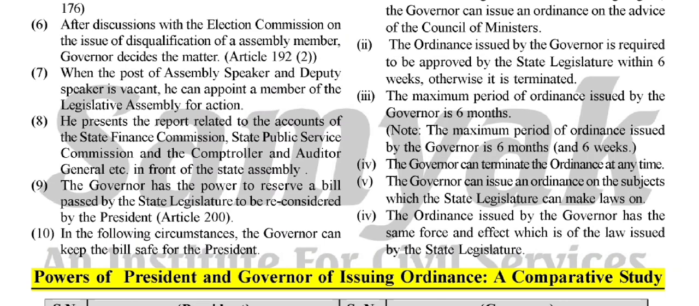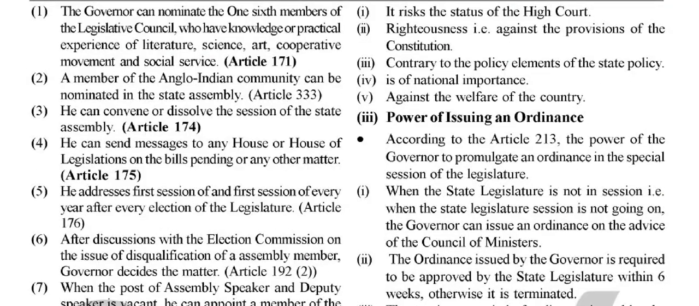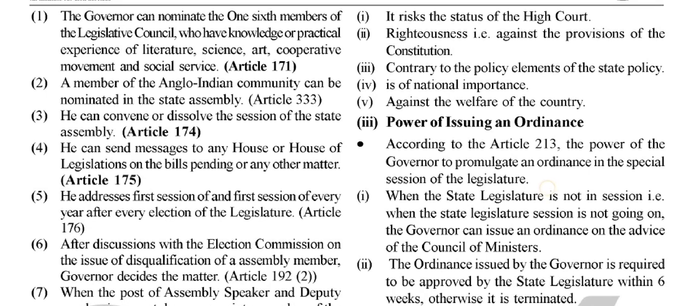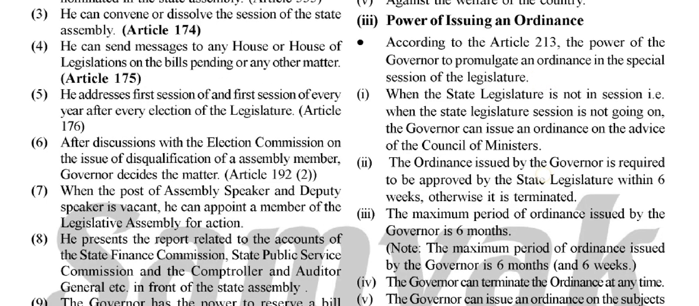The governor has the power to reserve a bill passed by the state legislature to be reconsidered by the president. Article 200. In the following circumstances, the governor can keep the bill reserved for the president. First, it risks the status of the High Court. Second, if it is unrighteous, i.e., against the provisions of the Constitution, contrary to the directive principles of state policy, or against the welfare of the country. Power of issuing an ordinance.